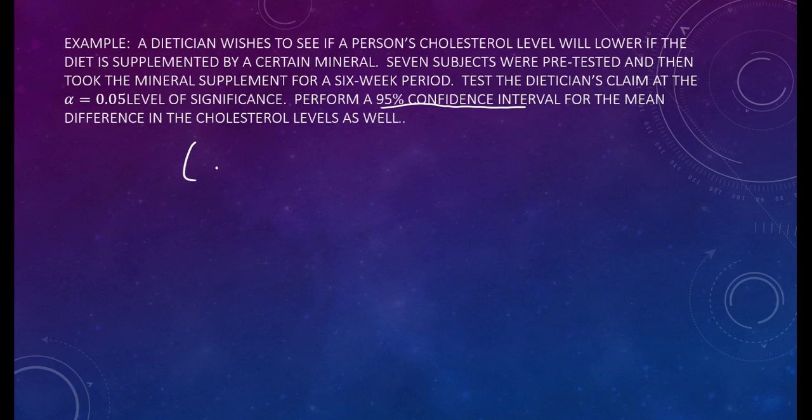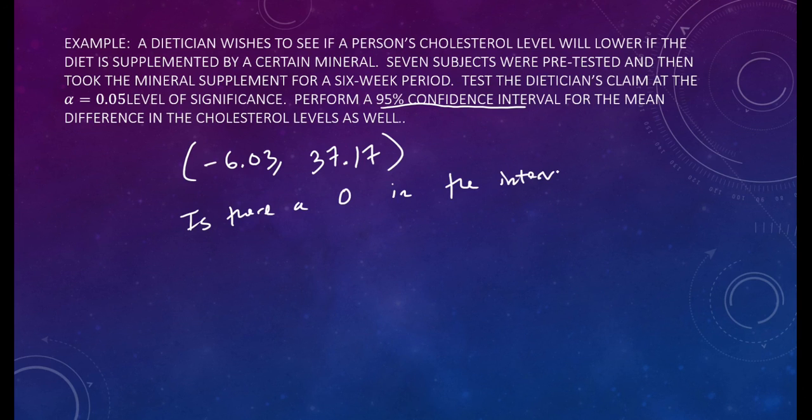From StatCrunch, we have the lower limit is negative 6.03 and the upper limit is 37.17. So remember, this represents the average difference between the pairs. And I'm going to ask the question, is there a 0 in the interval? And the answer to that is yes. There is a 0 in the interval because this number is negative and this number is positive.